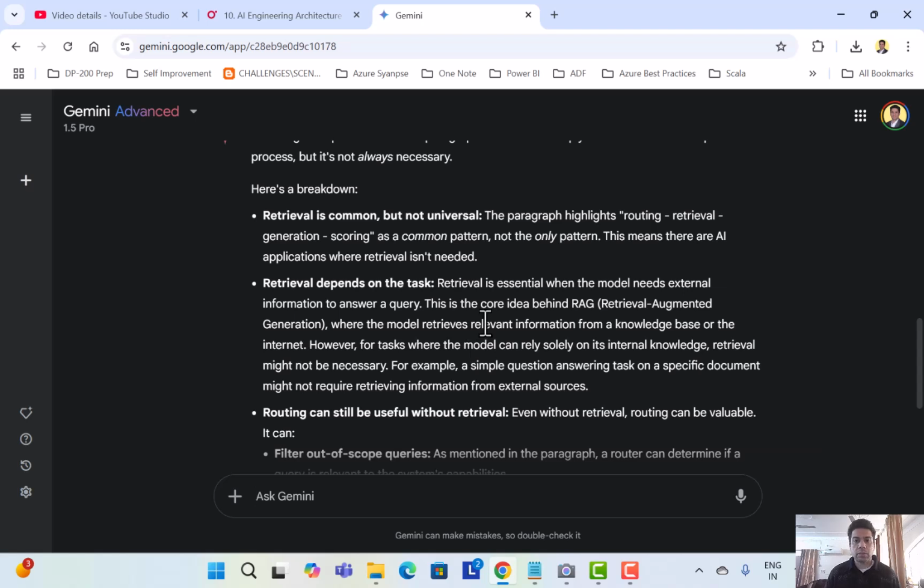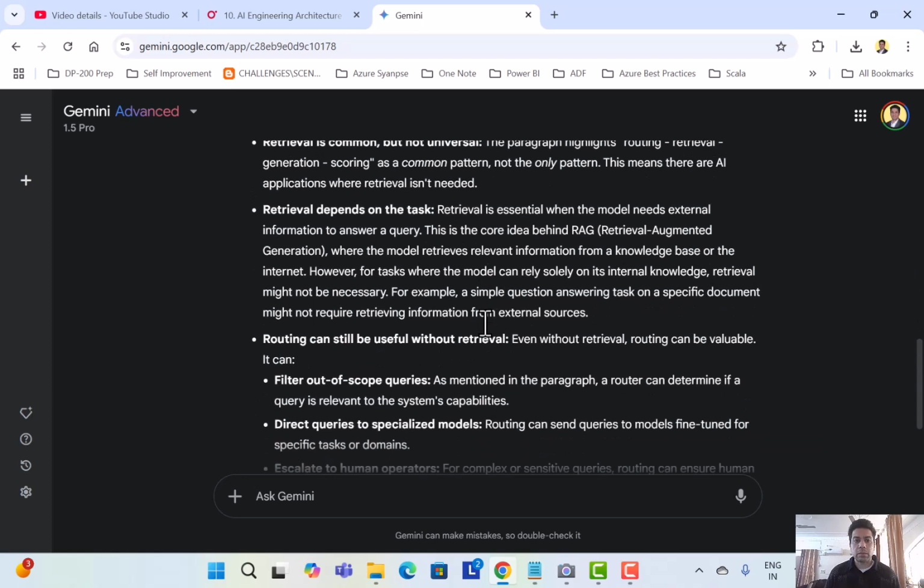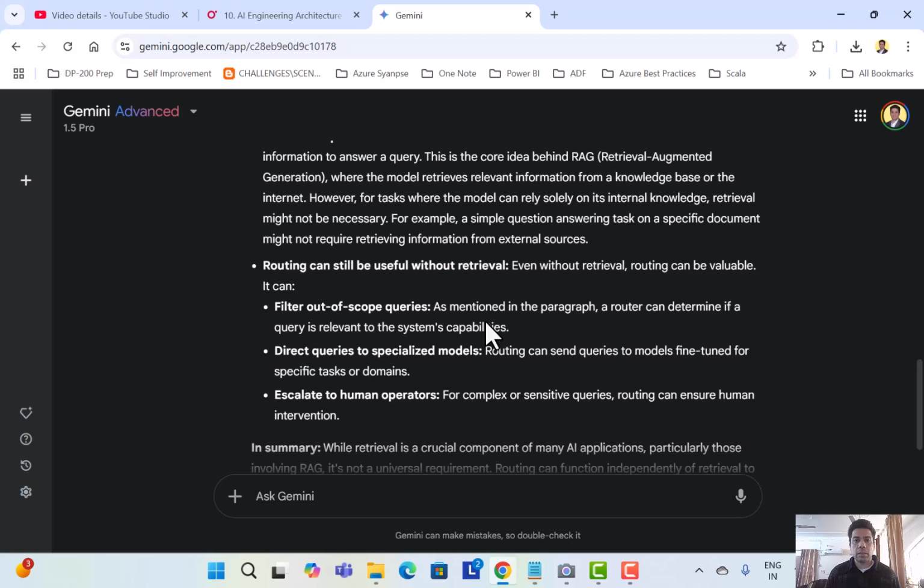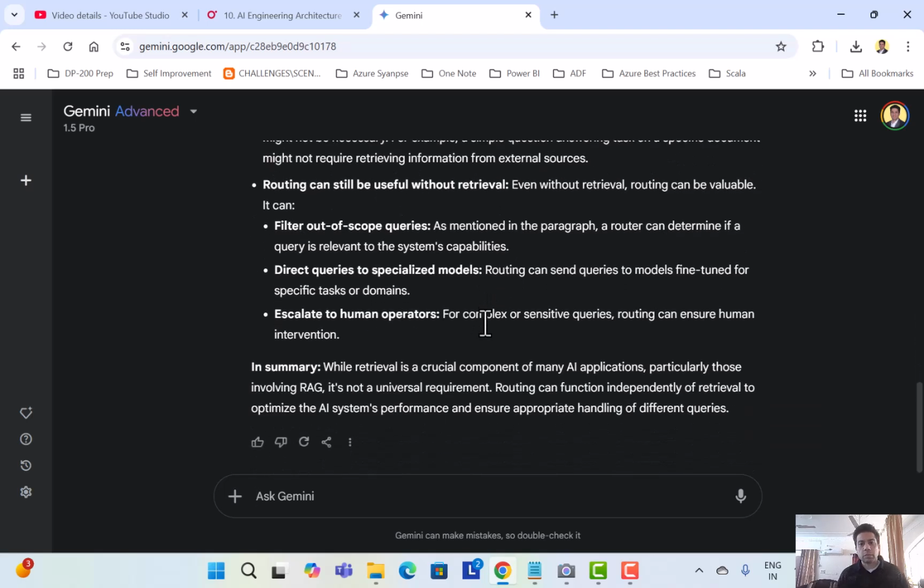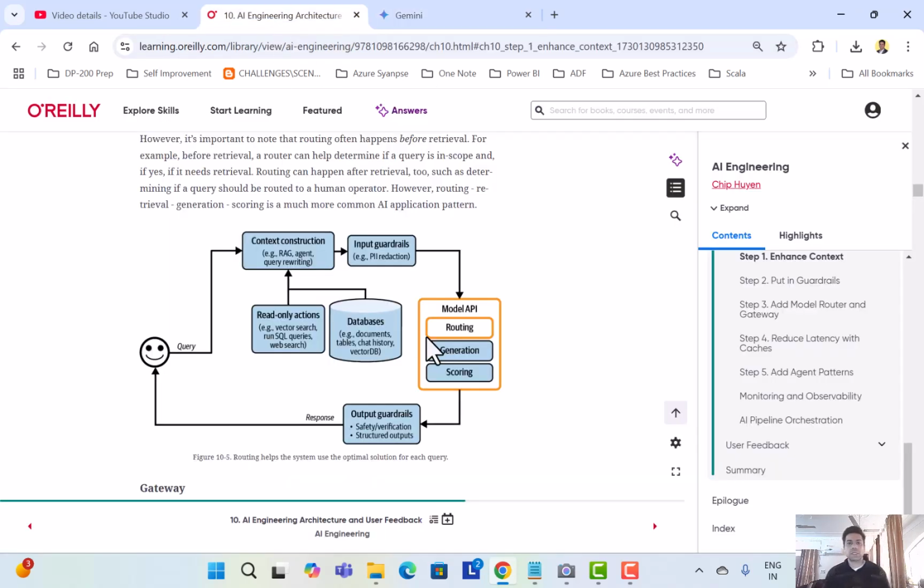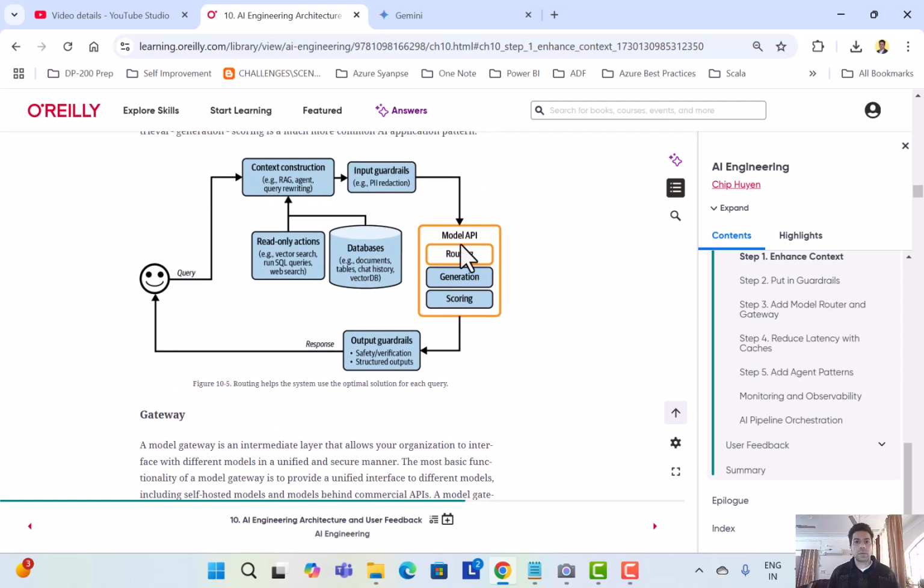However, for tasks where the model can answer solely on its own, retrieval might not be needed. For example, routing can still be useful without it. While retrieval is a crucial part of many applications, it's not a universal requirement. Routing can function independently. So that's still not clear. So maybe it's safer to assume that this could be for RAG applications or non-RAG applications routing.